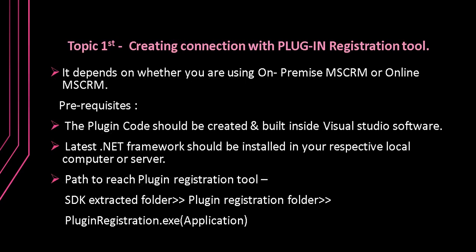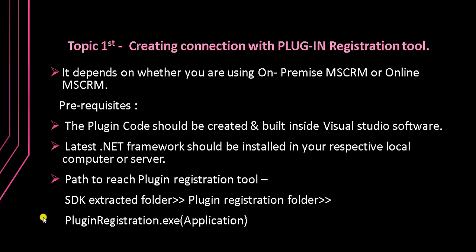First, creating connection with plugin registration tool. Before that, it depends on whether you're using the on-premise version of MSCRM or online MSCRM. There are some prerequisites which need to be considered before creating any connection with the plugin registration tool. The plugin code should be created and built inside Visual Studio, so the plugin code should be ready. That is called an assembly. The latest .NET framework should be installed on the respective local computer or server. The framework is required because it supports the assembly, so it's needed.